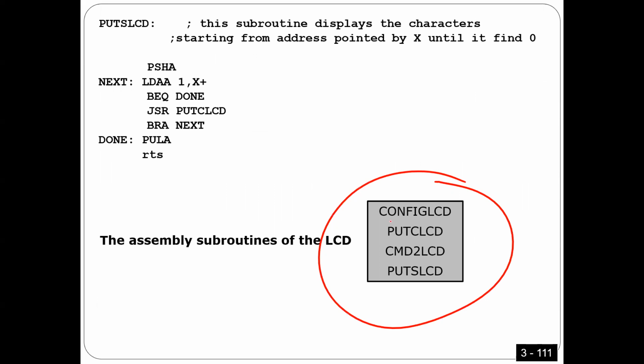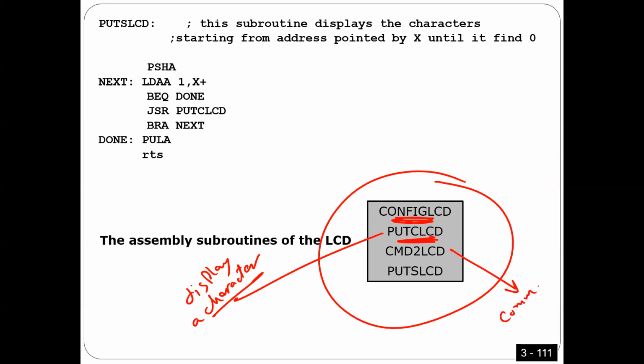The 4 functions are here. One for configuration. I'm gonna call it config LCD. This is just for configuration. I'm gonna give more details for sure. The second one, put character to LCD. This one is used if you wanna display a character, one character. Another one is used if you wanna run a command, for example if you wanna clear the LCD. So this one is for a command, this is for data, for a character.